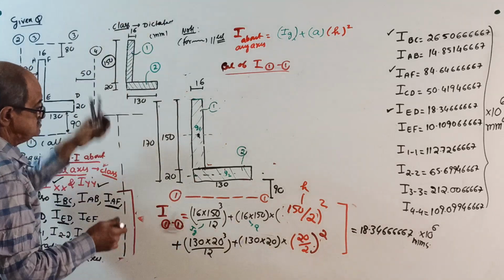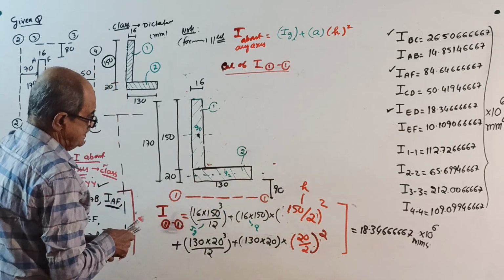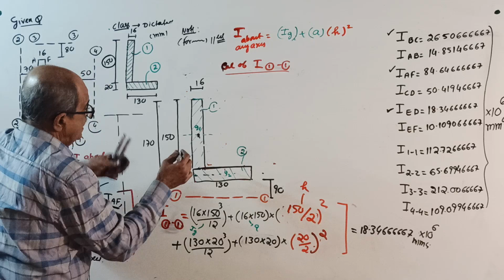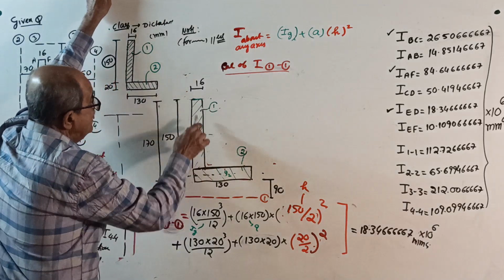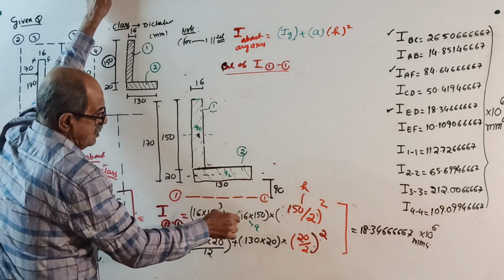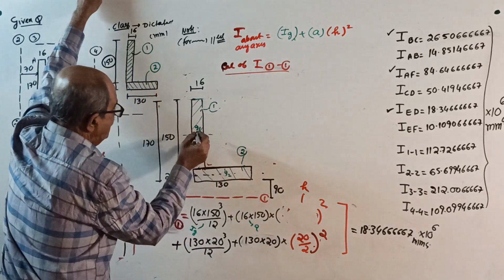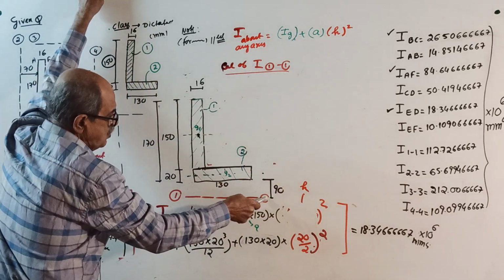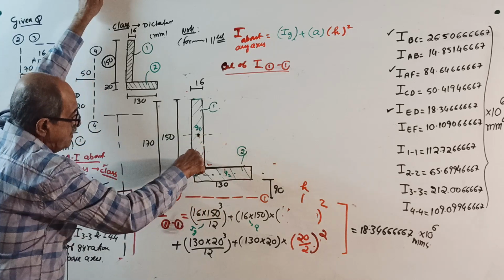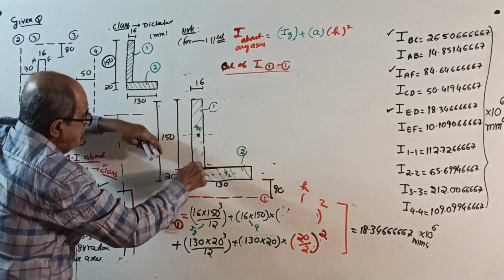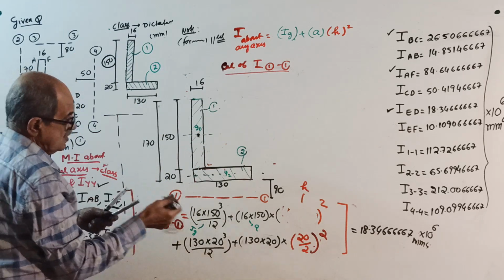1 1. I about 1 1. Okay, start. First, I about its own axis. Same, 16 into 150 cube by 12 plus area into, from centroid here to 1 1, this perpendicular square is 150 by 2.